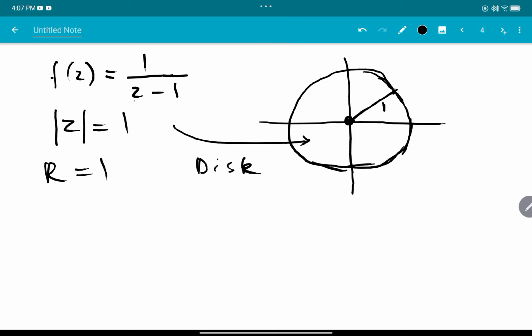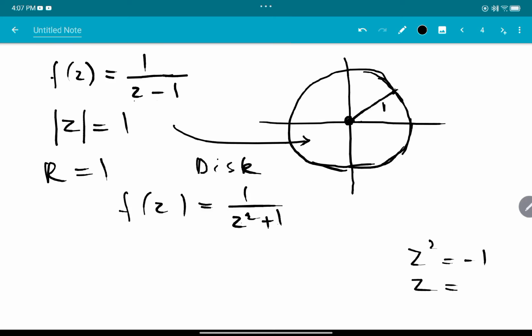Now, similarly, suppose I take some other example. Say I have f(z) is equal to 1 by (z square plus 1). If you put z equal to 0, no problem. However, z square equal to minus 1 will make the denominator 0. You can see it: z square plus 1 equal to 0 means z square is equal to minus 1. z will be equal to root minus 1, that is plus minus i.